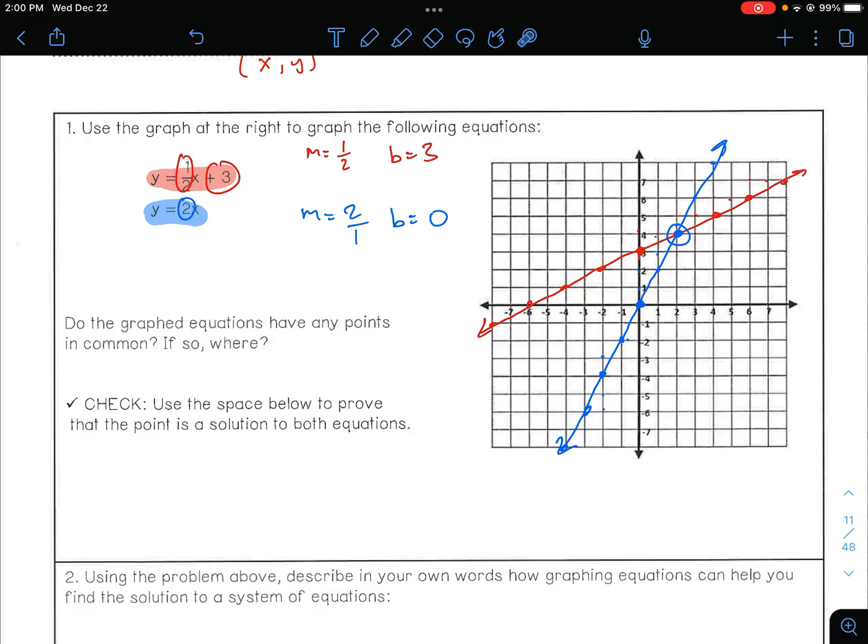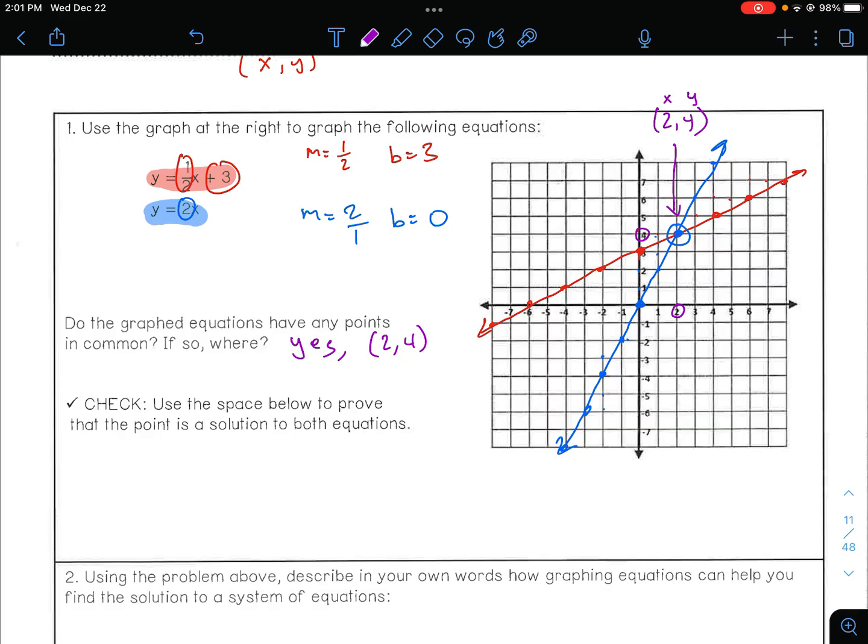So, you want to remember that all of these points are solutions to this equation, and all of these points are solutions to this equation. What is a point that would work for both equations? It would be this one right here. And what point is that? That point is, let's see, 2, 4. So x is 2, y is 4 will work for both equations. Do the graphed equations have any points in common? Yes, and it is at 2, 4.